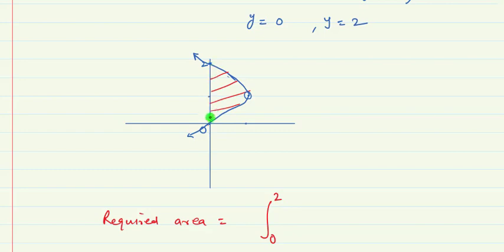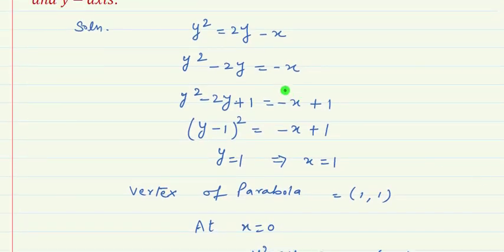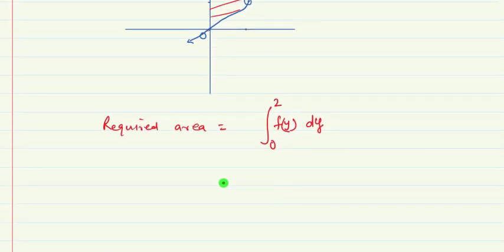Now as the limit we are taking is on the y-axis, we will take dy, and the function will also be written in terms of y, that is, we will take f(y). So let us calculate the value of the function in terms of y. Clearly it is 2y minus y square if we are calculating the value of x from here. So let us put this value over here. The required area is the integral from 0 to 2 of (2y minus y square) dy.